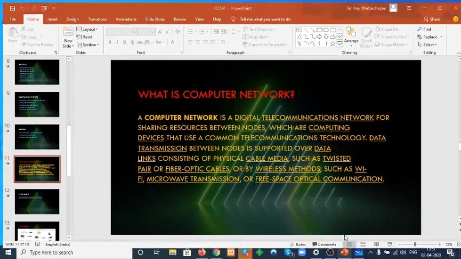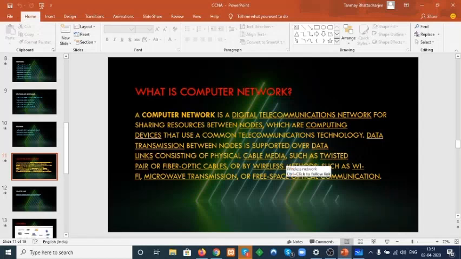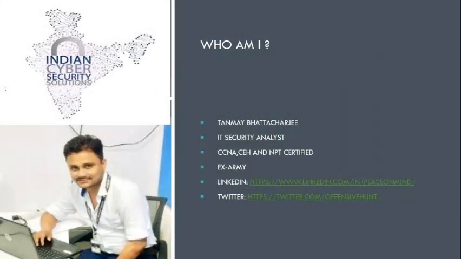But let's see what Wikipedia says, so let's share the Wikipedia page about the computer network.